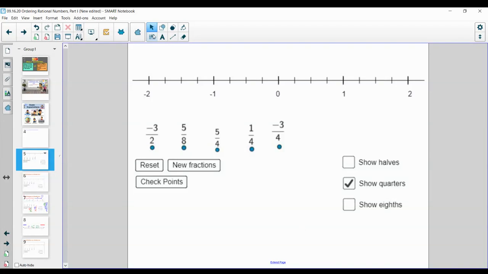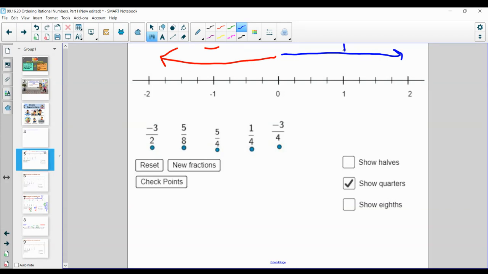So what do you remember about a number line? Everything to the left of 0 is negative. Everything to the right of 0 is positive. So a number line goes from least to greatest.